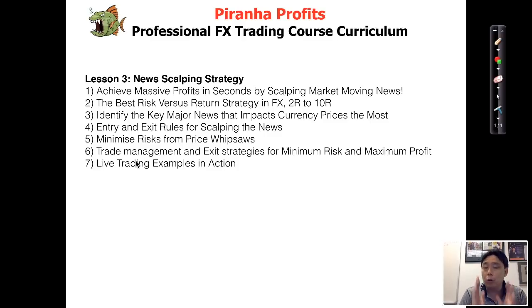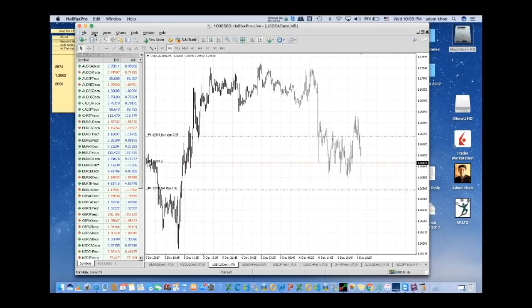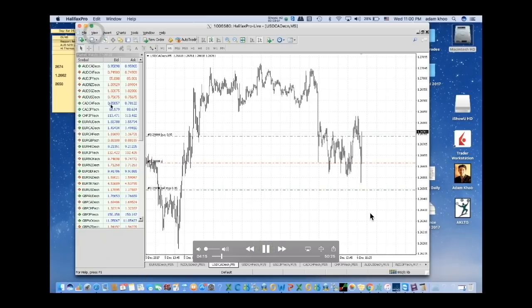And again, we'll be looking at many live trades in action. In fact, let's take a look at one right now. In 2 seconds, I'm going to show you how I scalp the news with the dollar Canadian pair. The moment the news is released, you trigger one of my orders, and I'm going to exit in less than 1 to 2 minutes for a sizable profit. Let's take a look right now once the order is triggered.